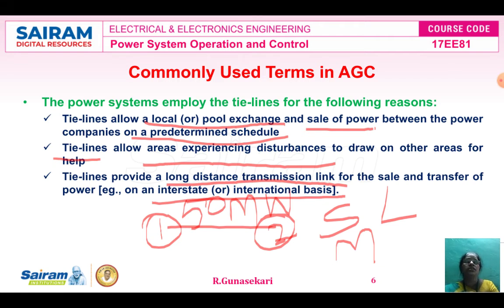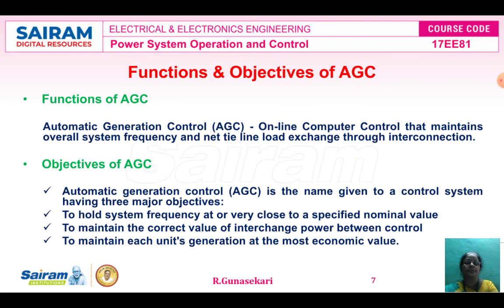Okay, this is the reason for using only the tie lines in the interconnected power system. Now, what are the functions of automatic generation control? The main function of automatic generation control is online computer control, which is used to maintain the overall system frequency and the net tie line load exchange through the interconnection. This is the main function of automatic generation control.